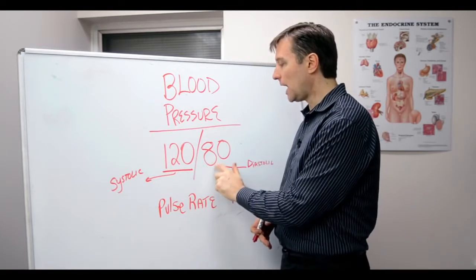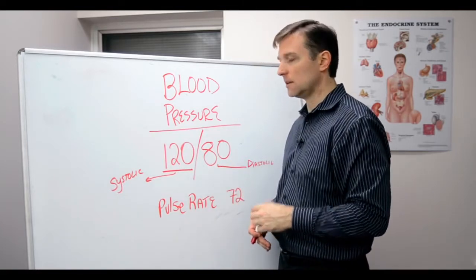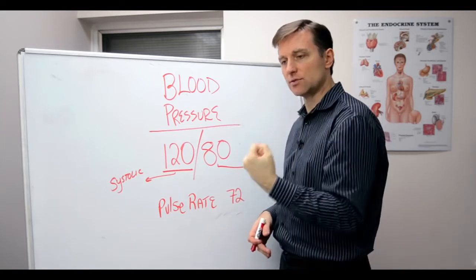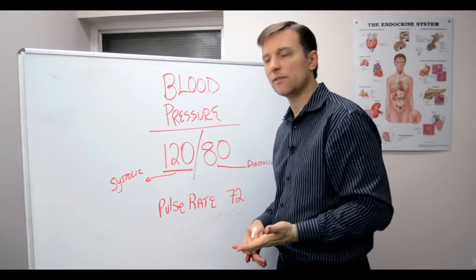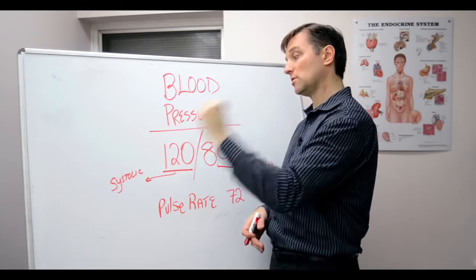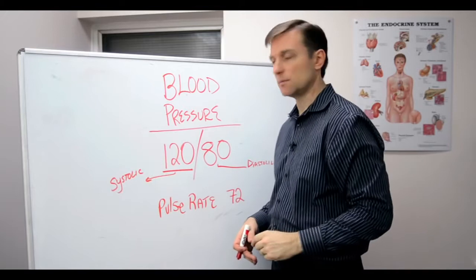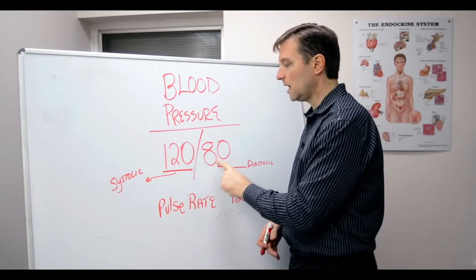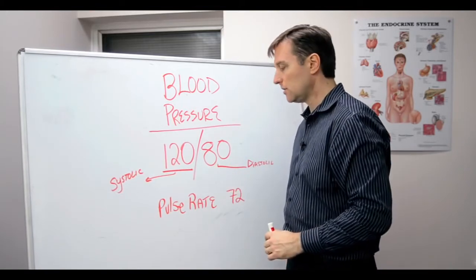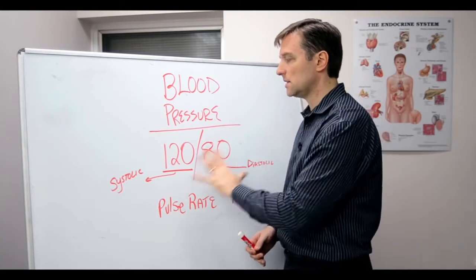So if this is high, then the heart is like a muscle, it's contracting, but it's not letting down and turning off enough. If this is too high, we get too much contraction. This is controlled by the sympathetic part of the nervous system, and this is controlled by the parasympathetic nervous system. Okay, so that's what this is.